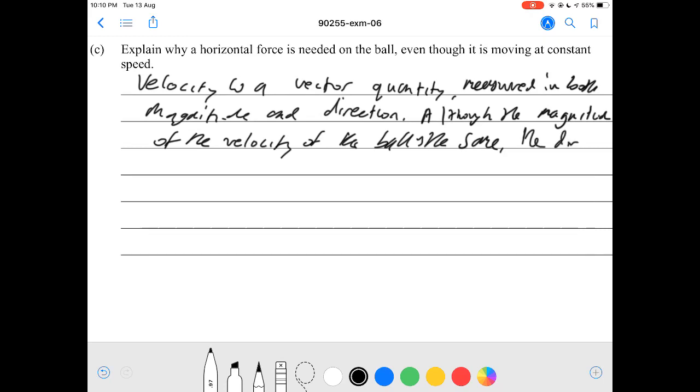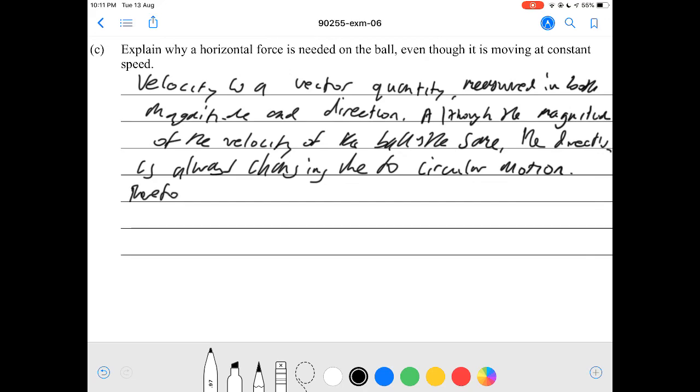the direction is always changing due to circular motion. The direction is always changing in circular motion. Therefore, there is an acceleration. Therefore, there has to be an acceleration on the object.